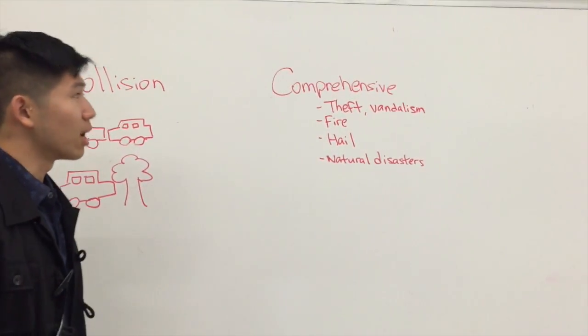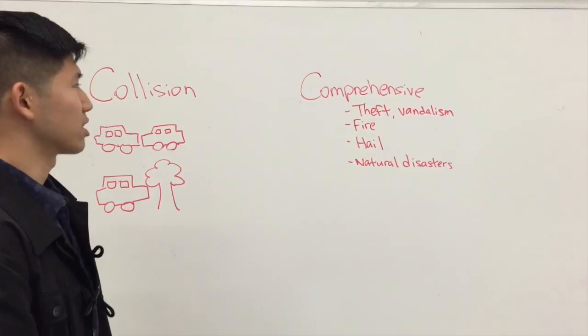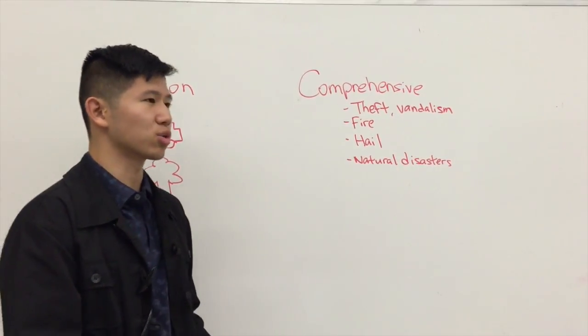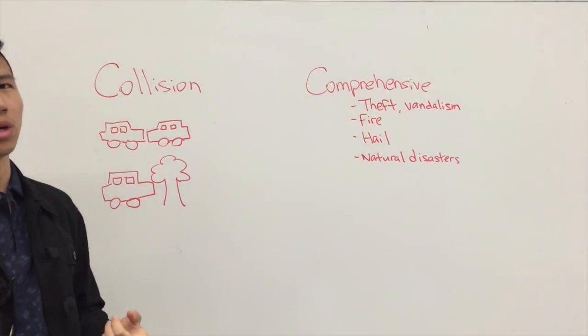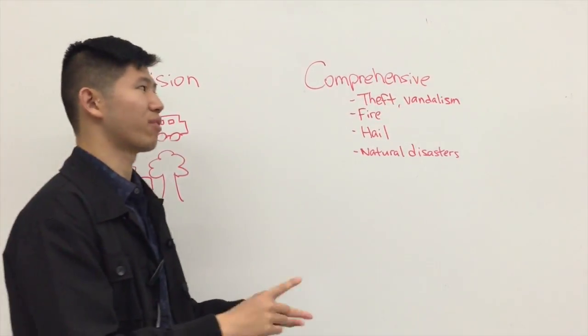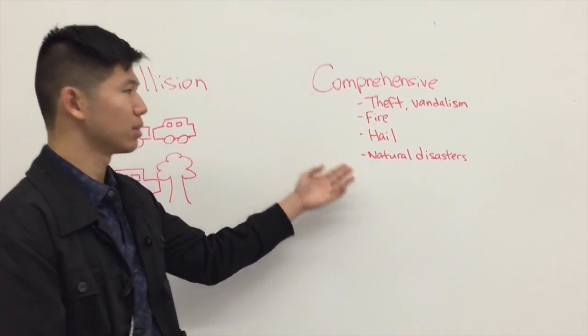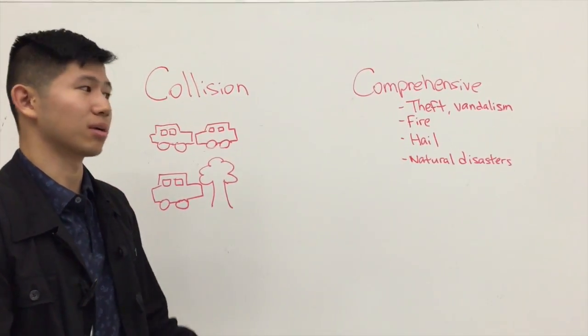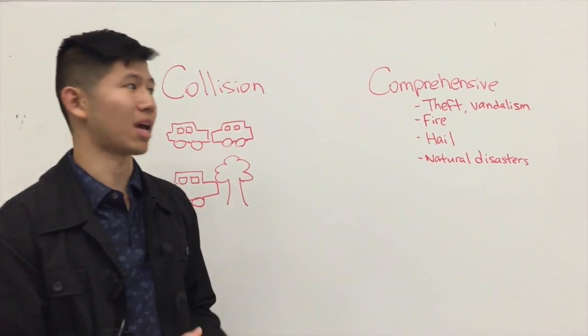Now, lastly, our other type that often goes hand in hand is comprehensive insurance. This deals with things that are not related to you causing an accident. For example, theft, vandalism, fire, hail, natural disasters, or even something like your car getting hit by a frisbee and damaging the windows.